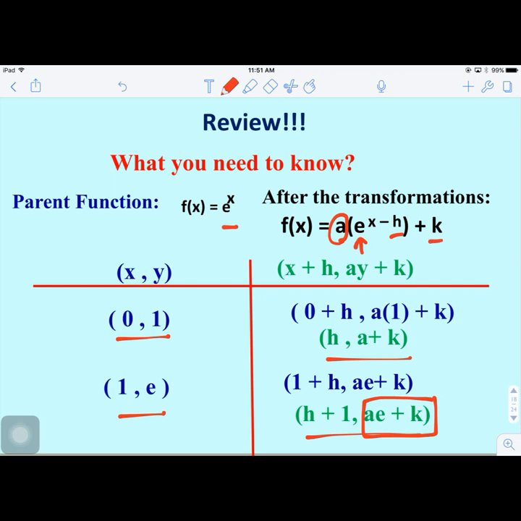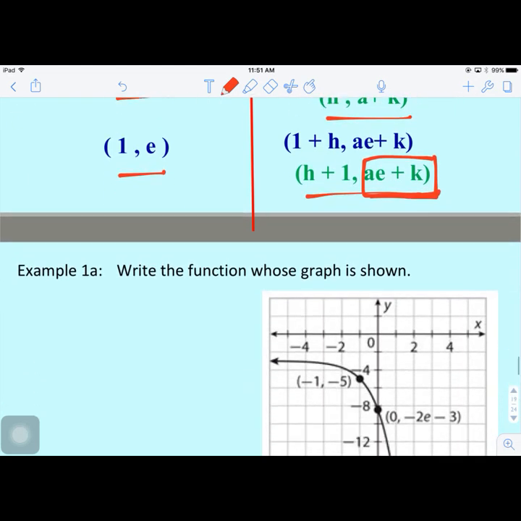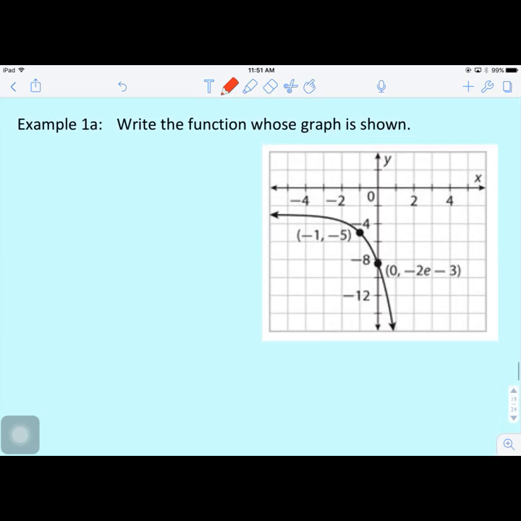So when we are writing the equation, we only need to find 3 variables for the function with the base e. And this second coordinate right here has everything that we need. So let's keep that in mind. Let's take a look at the first example here.